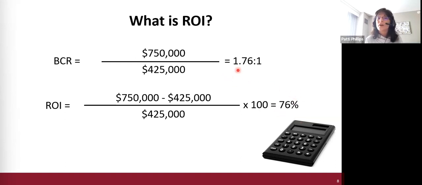So again, your BCR is gross benefits, your ROI is the net. So the ROI is what we get over and beyond the investment we make. So it's the extra. And so yes, if we compare this to what we often get from investments, we are probably doing okay. We're probably doing fine.